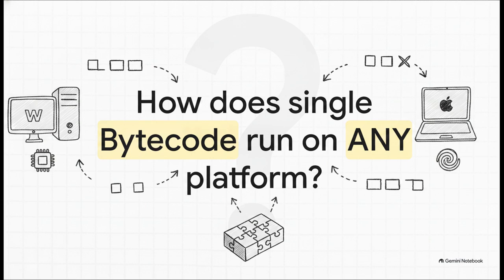Think about it. A Windows PC with an Intel processor is structurally totally different from a Mac running an Apple Silicon chip, right? Their native machine languages just aren't the same at all. So how does this universal bytecode actually execute on such entirely different machines?